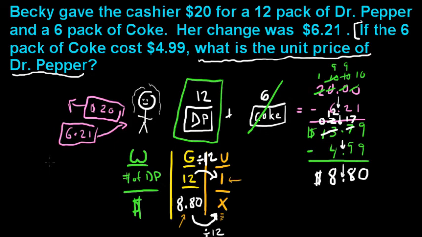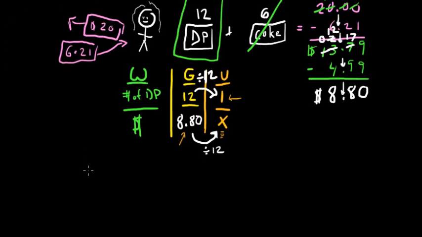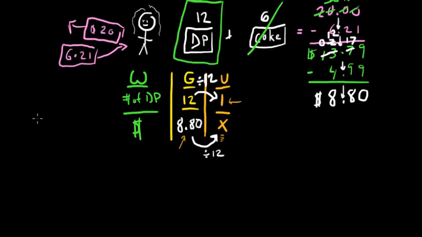So let's see. I'm going to scroll up just a little bit here. We've got 880, and I'm going to divide it by that 12 to find the unit price, to find how much 1 Dr. Pepper costs. This is how much 12 Dr. Peppers cost, so I'm going to divide it by 12. So 12 will not go into 8, so that's a 0. Once again, notice I line up all my digits and my decimal spot.